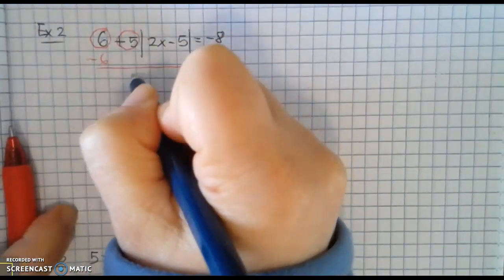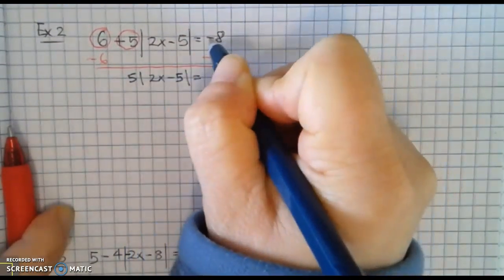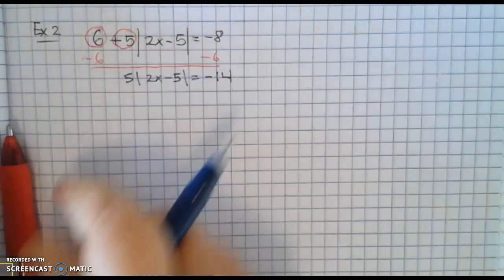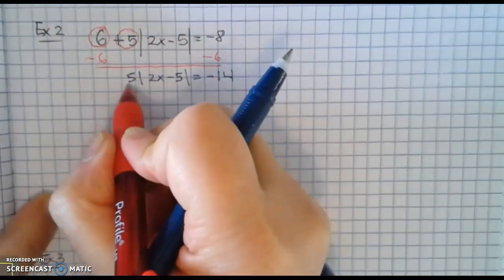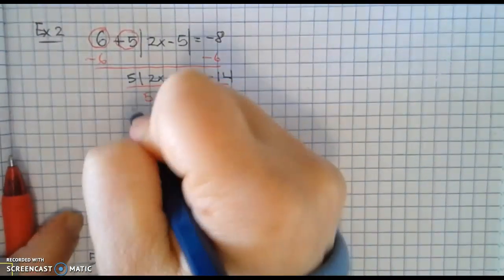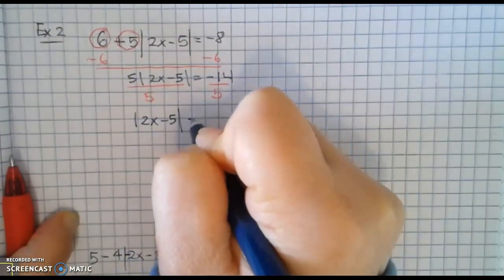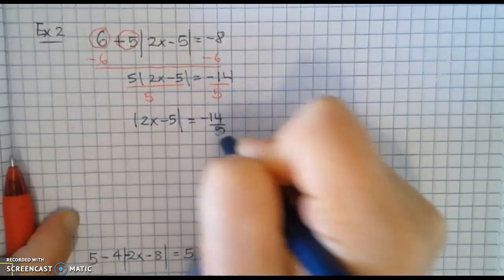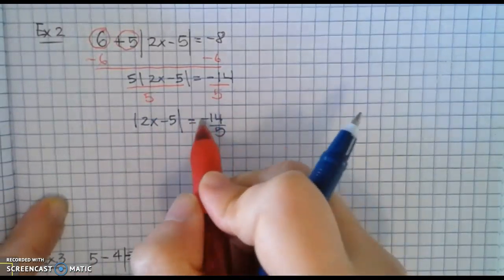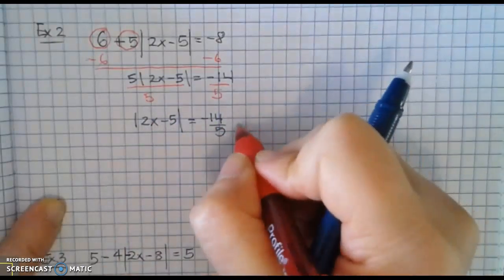And that leaves us with 5 times the absolute value of 2x minus 5 is equal to, what's negative 8 subtract 6? Negative 14. And then I know that 5 is being multiplied to it, so I need to divide both sides by positive 5. And that leaves us with the absolute value of 2x minus 5 is equal to negative 14 over 5. Now you need to be asking yourself all the time, can I ever get this negative number as a result of applying the absolute value function?